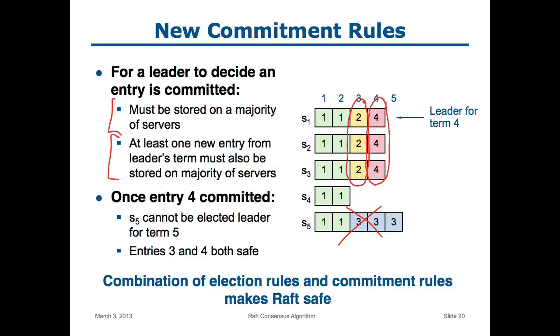So with the combination of the new election rules where we compare logs and this new commitment rule, we can guarantee that the Raft safety property always holds. That is, once a leader's decided an entry is committed, it will be present in the log of every leader in the future. Well, okay, actually, I've only shown you that the log entry will be present in the leader for the very next term, but it's also fairly straightforward to prove that every future leader will also have the log entry. I'm not going to go through that proof. And then once we know the Raft safety property holds, then as I mentioned on the previous slide, we know that the overall replicated log will also be safe.